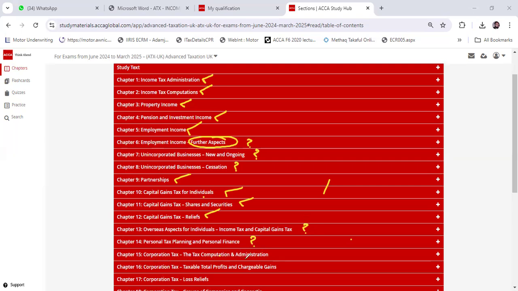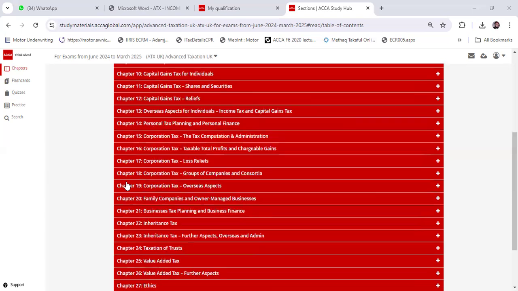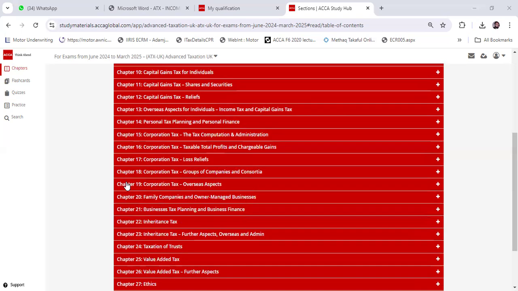Corporation tax, tax administration: a large company will pay its tax in four installments, the small company will pay the corporation tax in one go. I know that. TTP, I know that. Reliefs of losses, I know that. So you are witnessing that most of the topics, inheritance tax, you know this one. But overseas in inheritance, we didn't know. Trust, we don't know. VAT, we know, but further aspects, no.